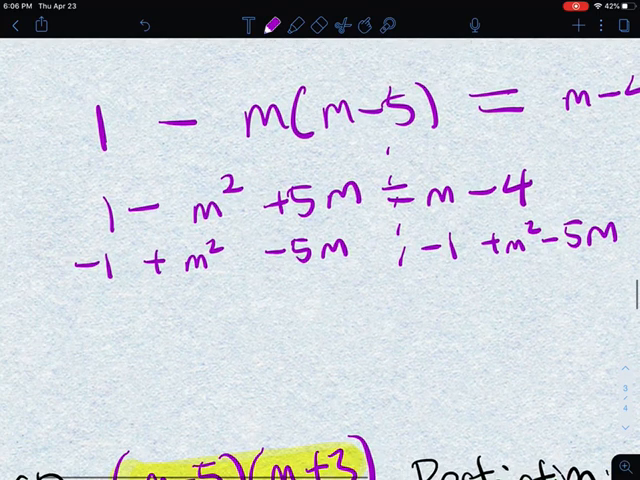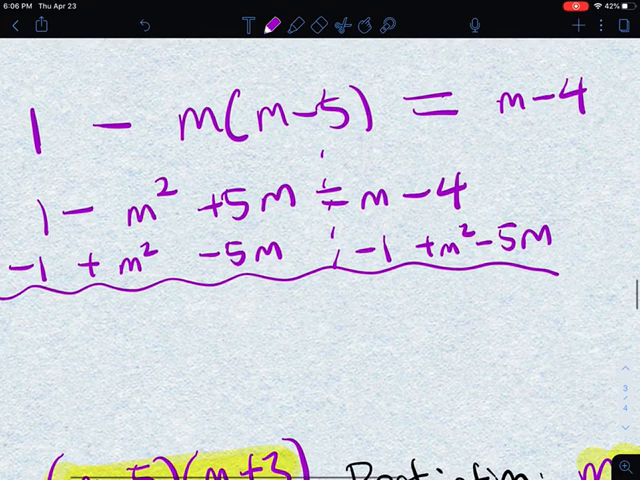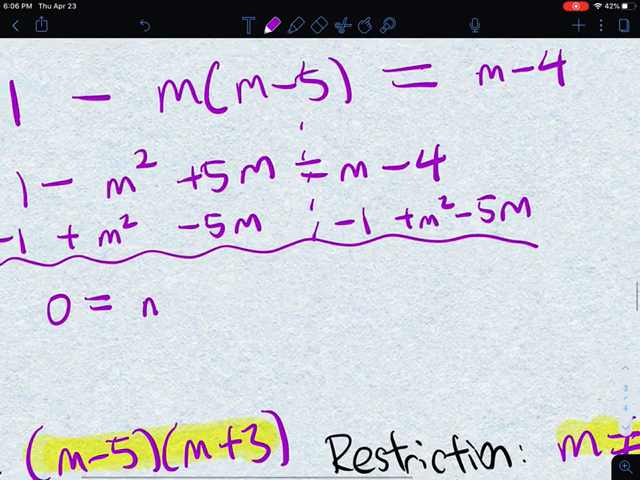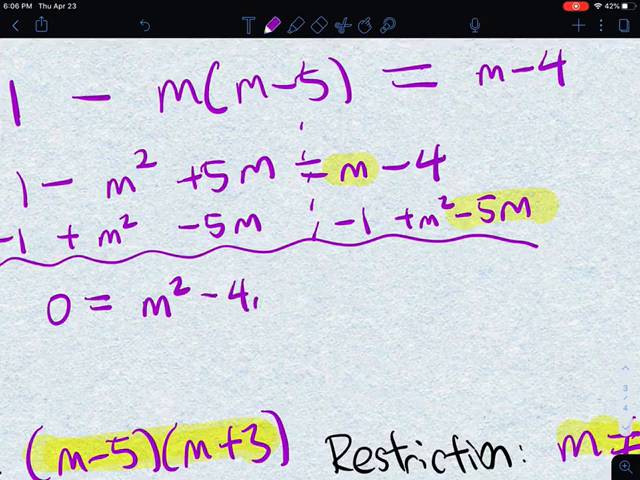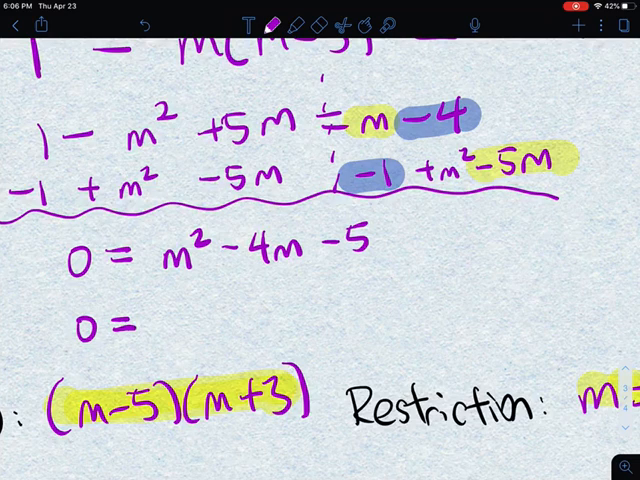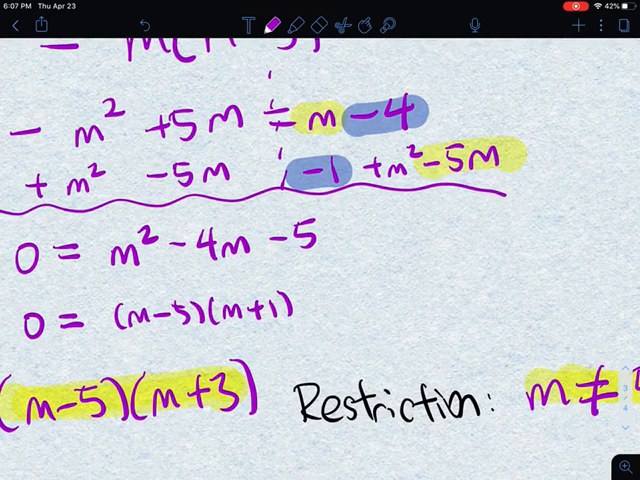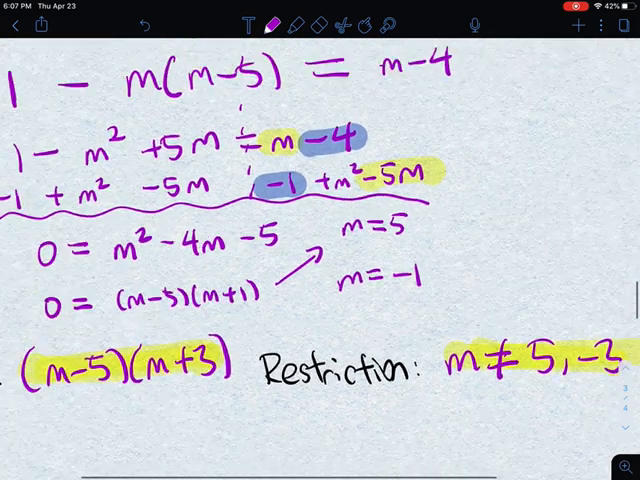So let me draw this out to separate the two sides. And then over here, I should end up with 0. Everything cancels out, and here I have a positive m squared. So that was the point of doing that, so that I get a positive m squared, and I have an m minus 5m, that's minus 4m, and then I've got minus 1 minus 4, so that's minus 5. And then let's go and factor. Two numbers that add up to negative 4 and multiply to negative 5. I think it's minus 5 plus 1, which means my m will be 5 or negative 1.